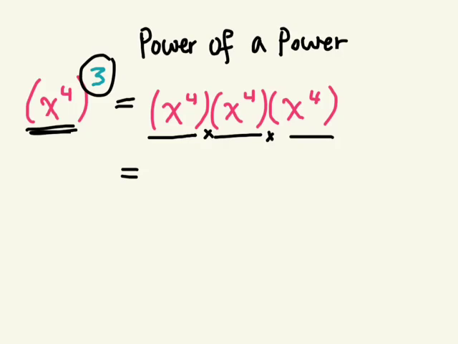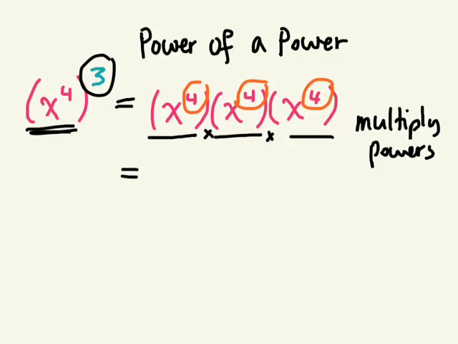What rule applies when you are multiplying powers with the same base? You add, exactly. All we need to do now is add all of these exponents together, write the base. They all have the same base, so it becomes x to the power of 12. Okay, let's try another one and see if you can figure out the rule.